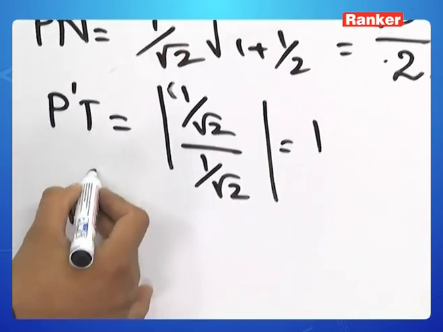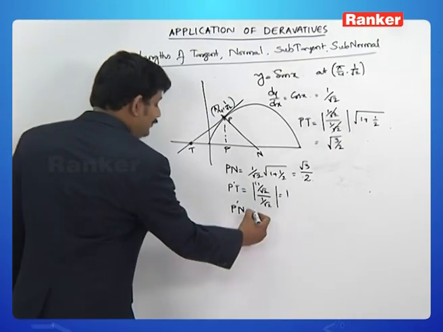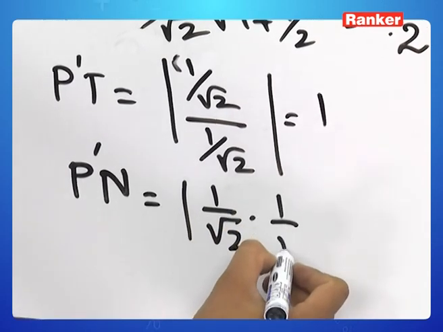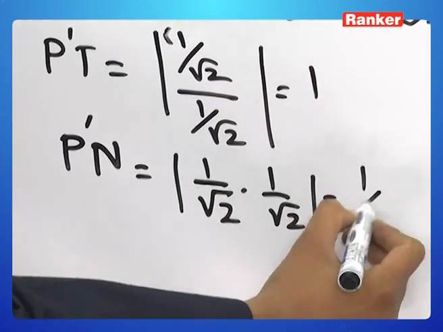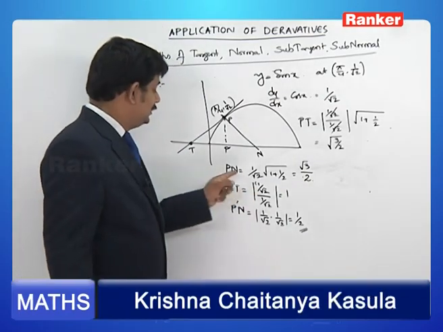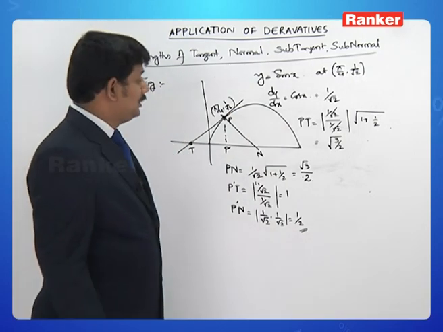Length of the subnormal P dash n, we know it is y1 into m. So, modulus of y1 is 1 by root 2 and m is 1 by root 2. So, it is 1 by 2. Length of the subnormal is 1 by 2, length of the subtangent is 1, length of the normal is root 3 by 2 and length of the tangent is root 3 by 2.